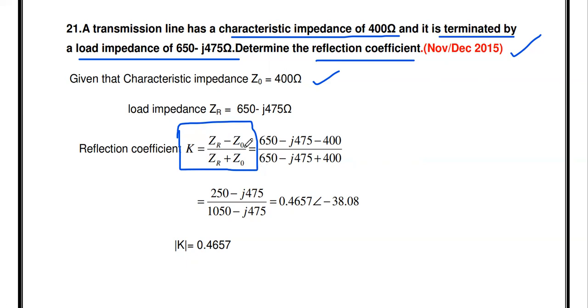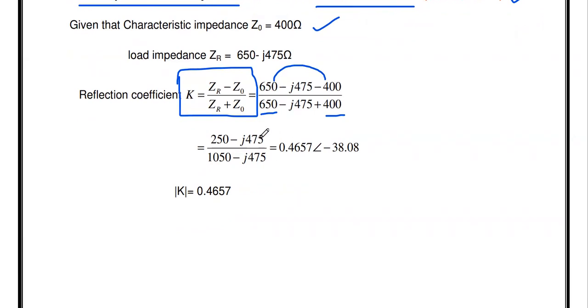So you substitute: ZR is 650 minus j475, minus 400, divided by the sum of the two. First take the real part: 650 minus 400, which is 250. The imaginary part is minus j475. Similarly in the denominator, 650 plus 400, you add the real parts to get 1050, minus j475. Then the numerator and denominator are complex quantities in rectangular form.